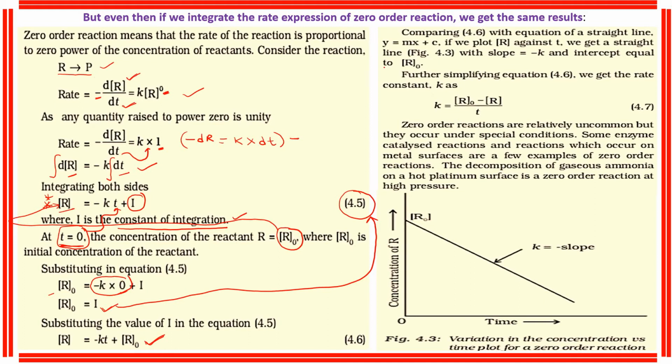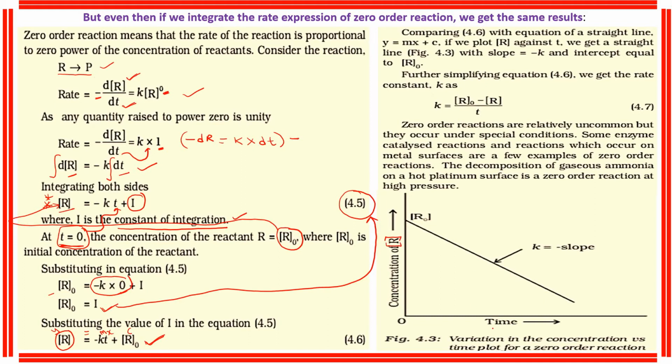Next, when you again take this expression for concentration of R, this is in the y is equal to mx form. Y is equal to mx form, isn't it? So in this case, on the y-axis I have taken the concentration of reactant.